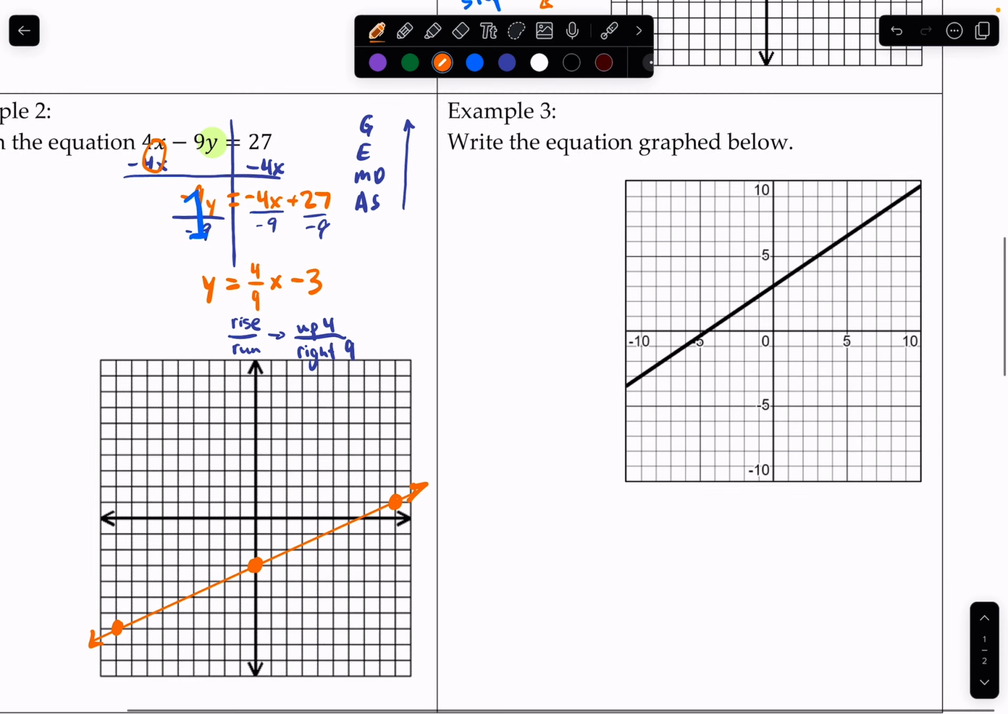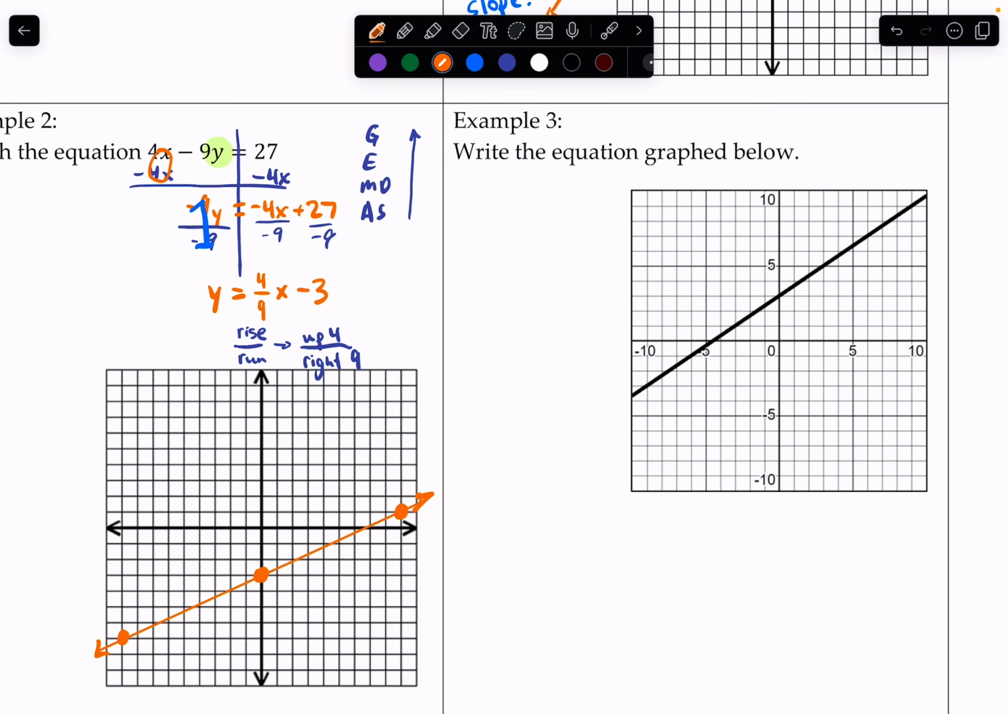The last problem on the notes, write an equation for this. I should probably say write the equation for the line graph below. And these are going to be not so bad because you can just look at it and figure it out. So for example, if you are trying to fill in y equals mx plus b, b is right there. It is your y-intercept. So if your y-intercept is at 3, you know that your b value is 3.